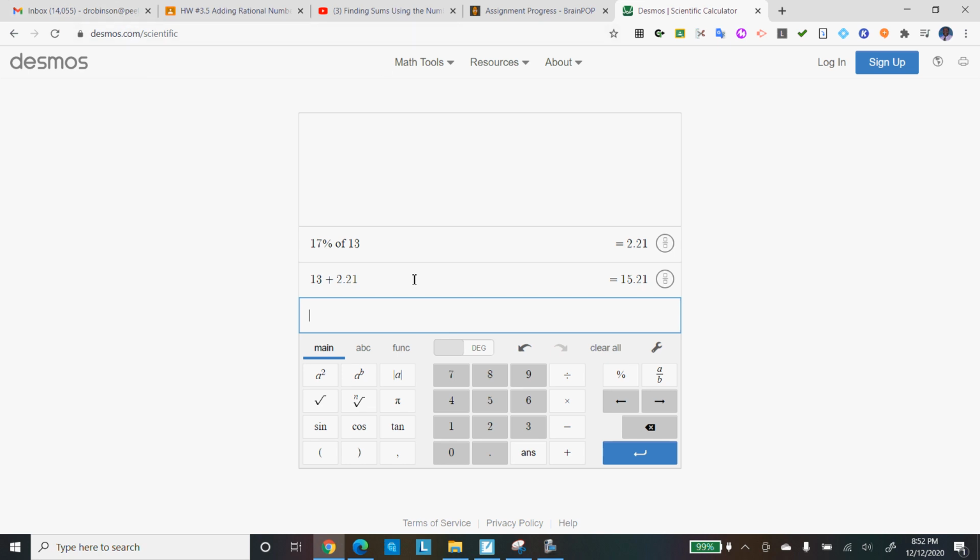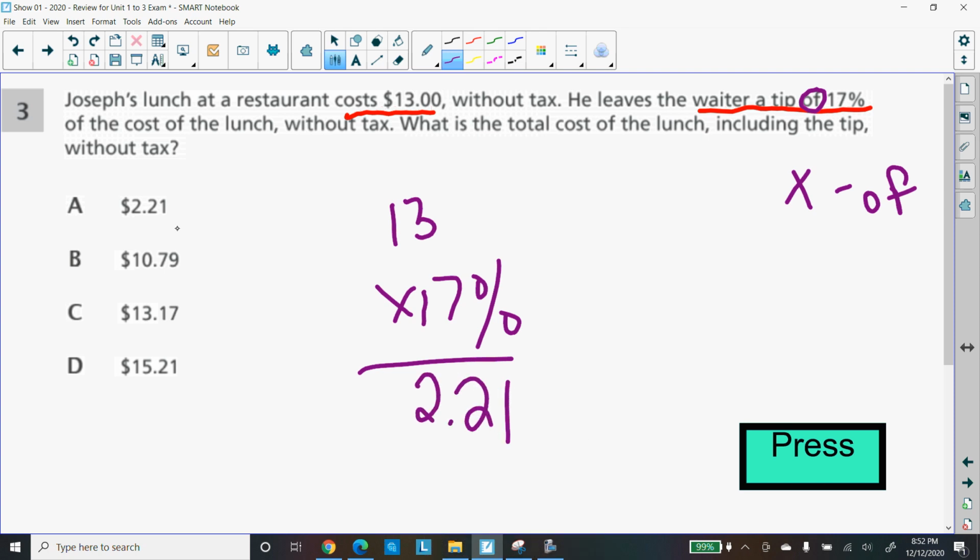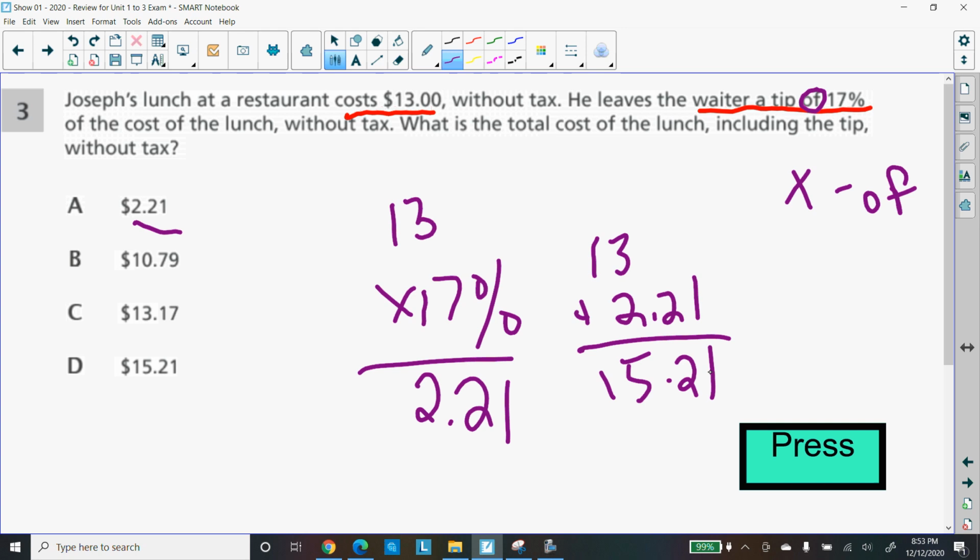So that's going to be the price. Let's go back to the page. What are they asking for? What's important to know is that we got $2.21, which is this answer choice. And when we took the $13 plus the $2.21, we got $15.21. So that's this answer. So the question is, which one do we choose? Well, it's based on the question. What are they asking for? Are they asking for the tip or are they asking for the total?